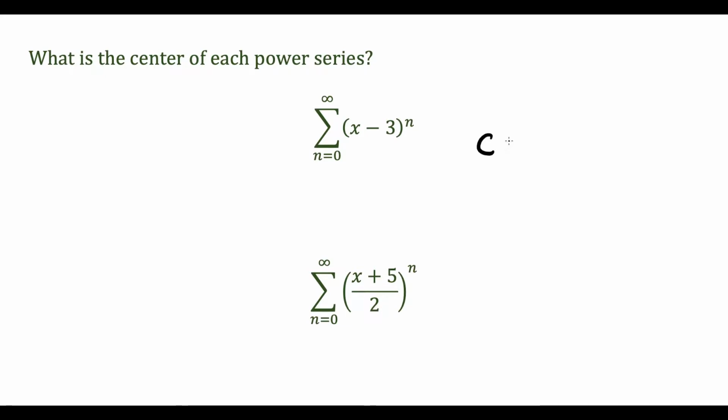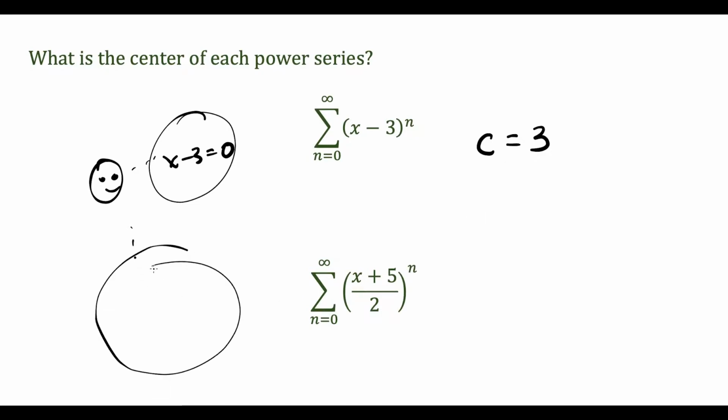Well, remember the definition. The center is the x value that makes all terms equal to 0. So what I'm imagining in my head is, when is x minus 3 equal to 0? And that little bit of algebra you could do in your head, and that would tell us the center of this power series is at 3. If we look at the next one here, we could just think real quick, the inside expression, x plus 5 over 2, when is this equal to 0? That's the $1,000,000 question. And the center of this series would be at -5.